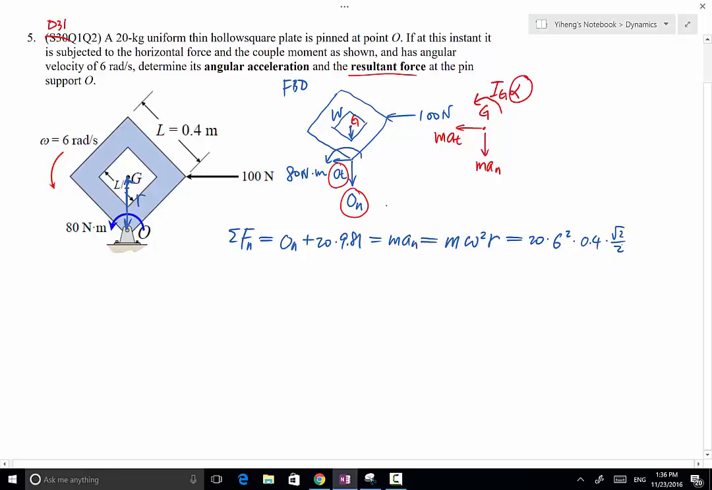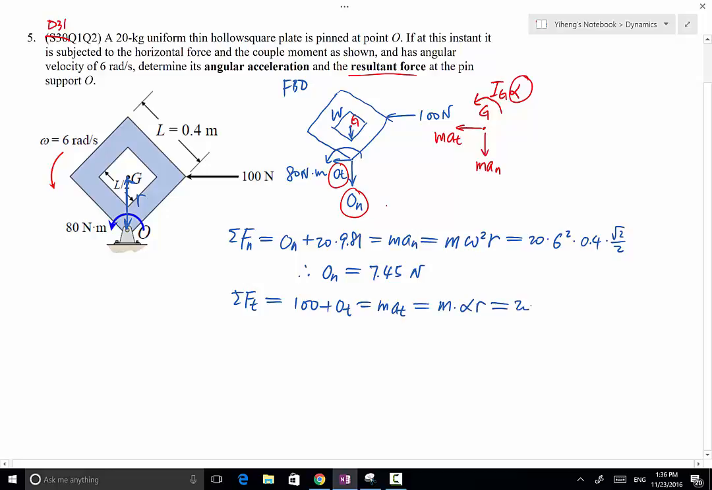From this equation, we realize that we only have one unknown, which is O_N. So we can already solve for O_N, and O_N equals 7.45 Newton. We can write another force equation, the resultant force along the tangential direction. The total force along the tangential direction is the 100 Newton applied force plus O_T, and this equals M A_T, which equals M times alpha R.